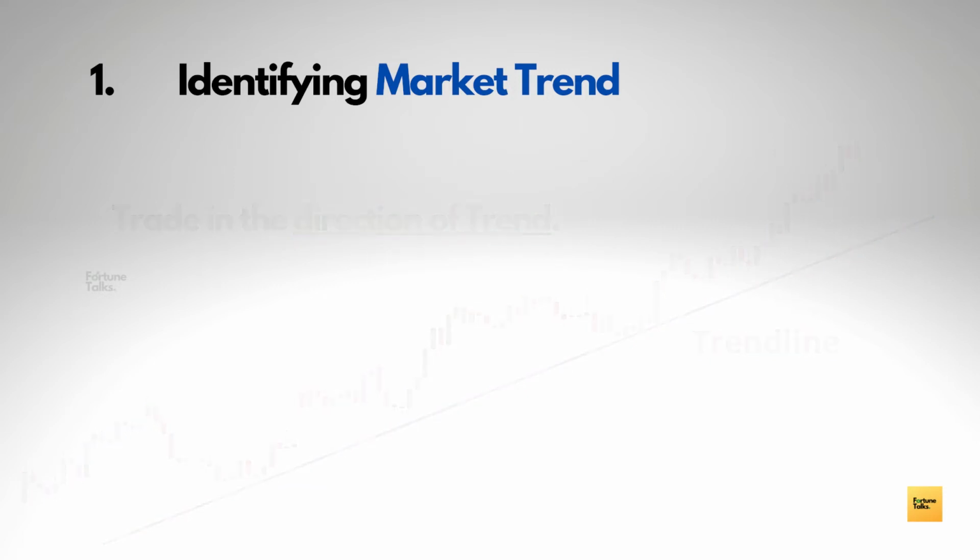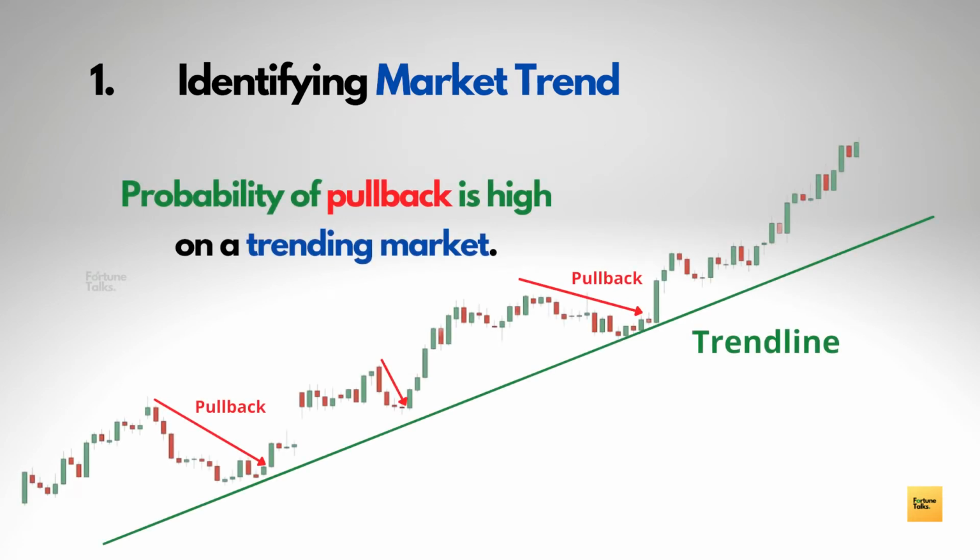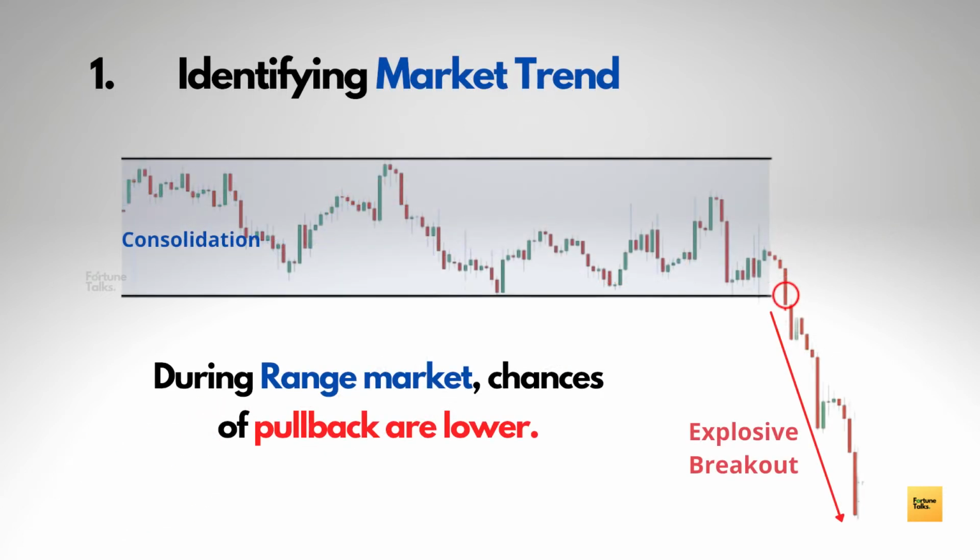And more importantly, make sure to trade in the direction of the trend and not go against it. Now, I'm not saying that there won't be any pullback opportunities if the market is not trending or if the market is in a range, but the probability of getting a pullback setup is higher when there is a trending price action. And most often, during a range or consolidated price action, the market tends to give explosive breakouts where the chances for pullbacks are lower due to increased interest and participation by the market participants.